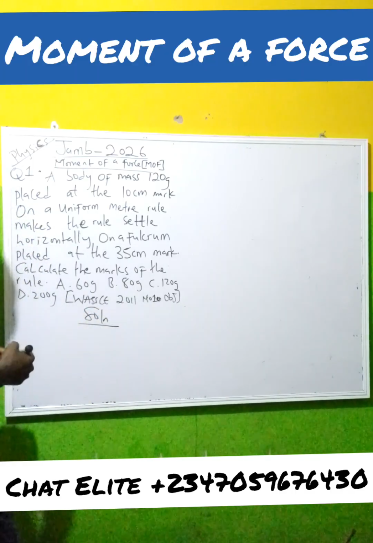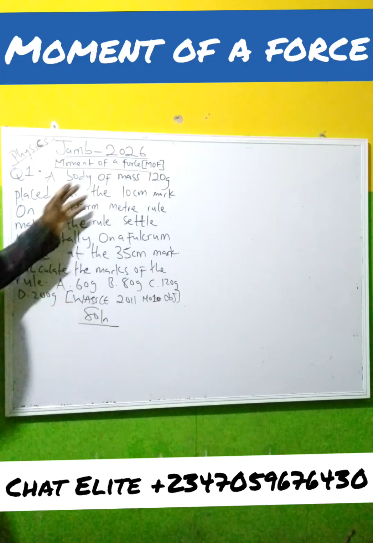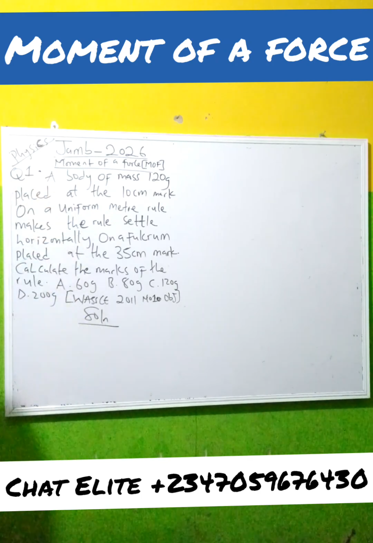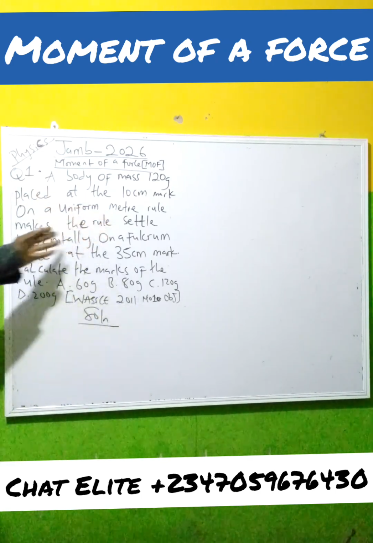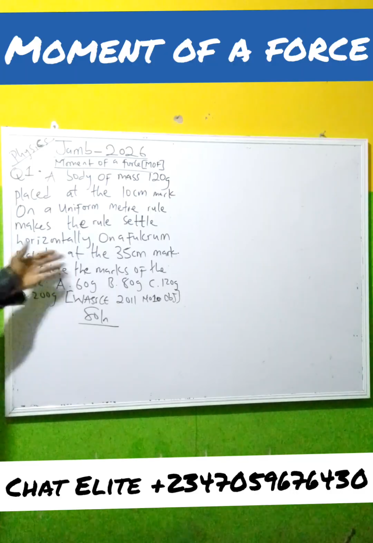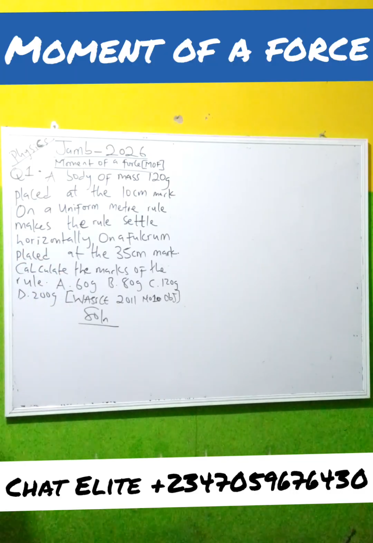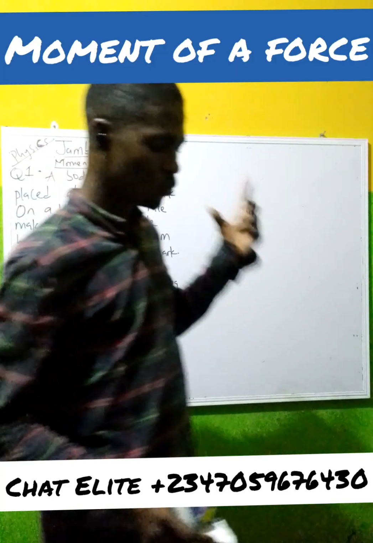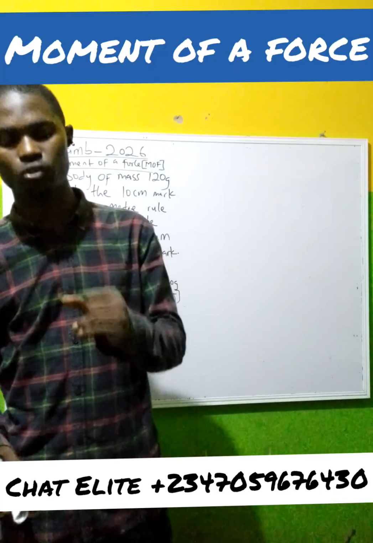It is not hard. Now they said a body of mass 120 grams placed at 10 centimeters on a uniform meter rule makes the rule settle horizontally on a fulcrum placed at the 35 centimeter mark. Calculate the mass of the rule. Now, something about moment of a force, the shortcut to solve problems.